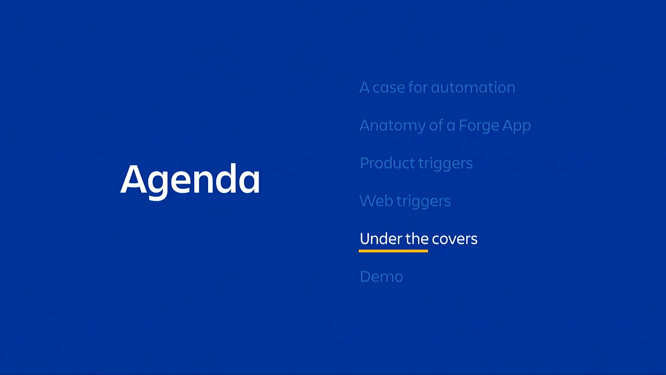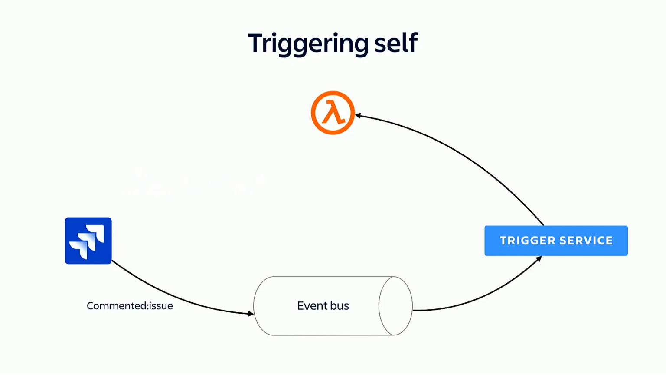Before I proceed to the demo, I just quickly wanted to mention some things under the covers that you should be aware of when writing Forge applications. The first thing is function triggering itself. A very artificial and simplistic example would be a function that responds to a commented issue event. In response to that, it will just post another comment to the issue, which again will trigger a commented issue event, which will trigger the function, and so on and so forth. So we will have this never-ending cycle.